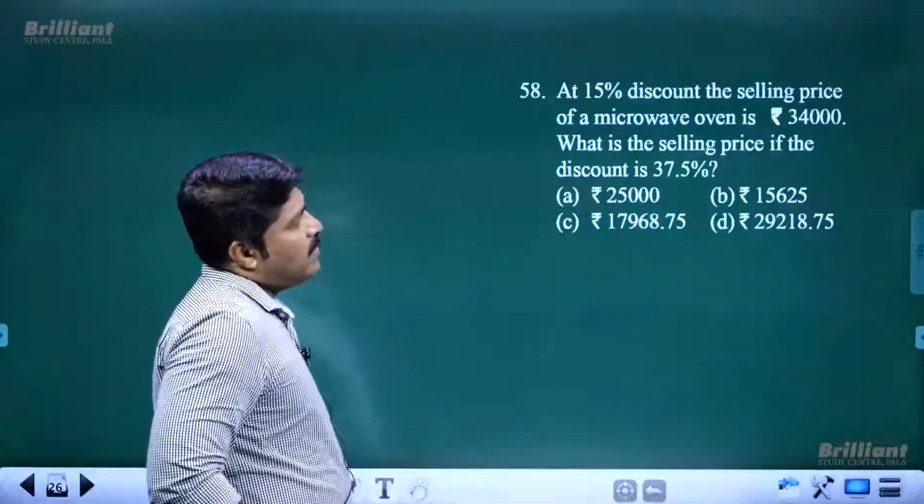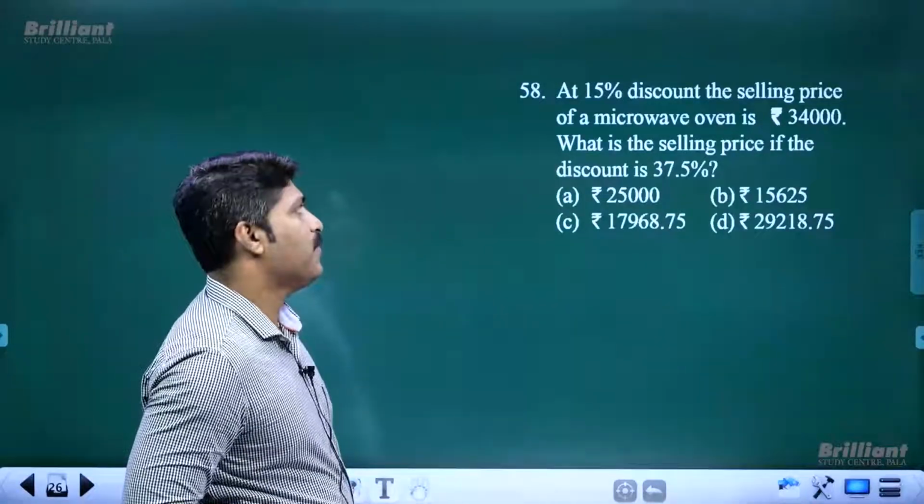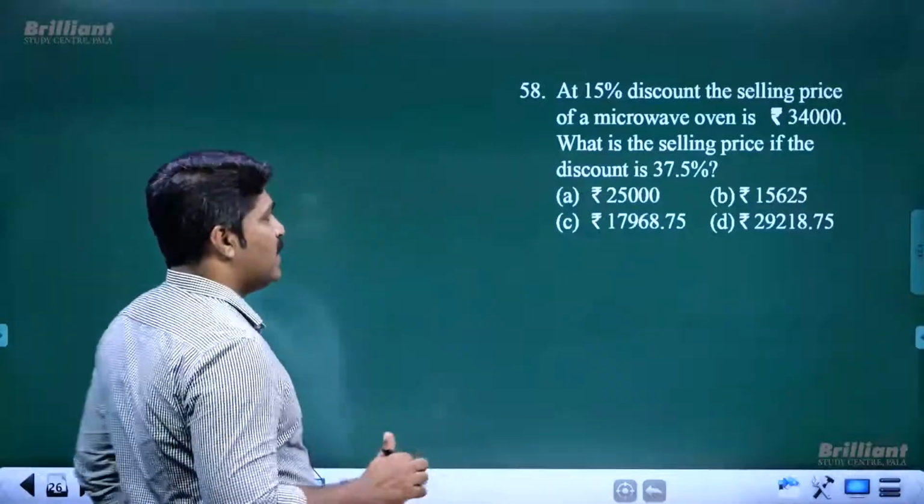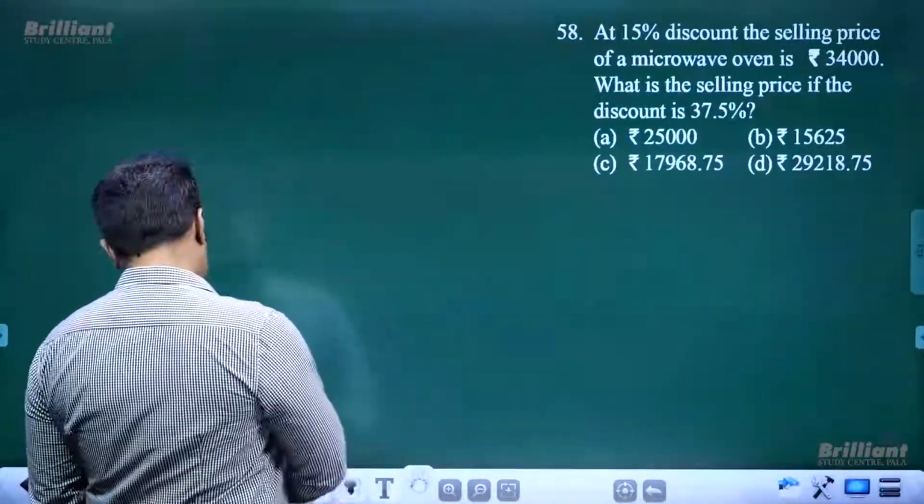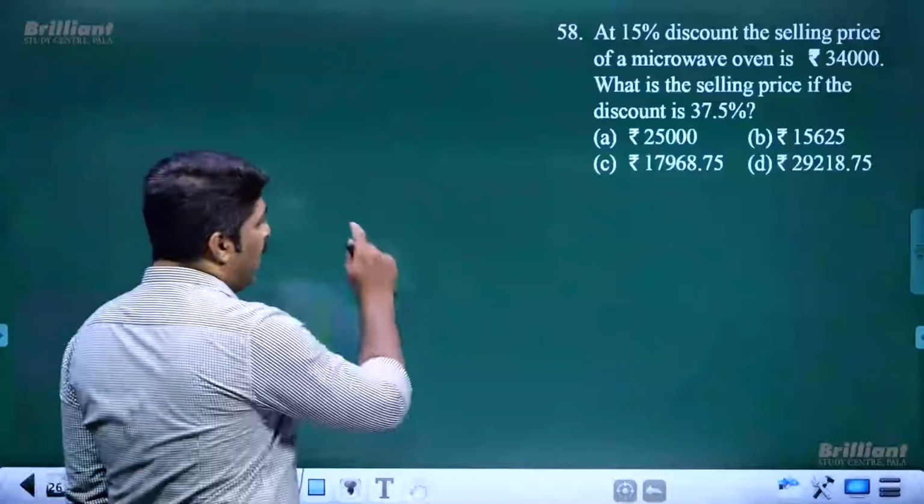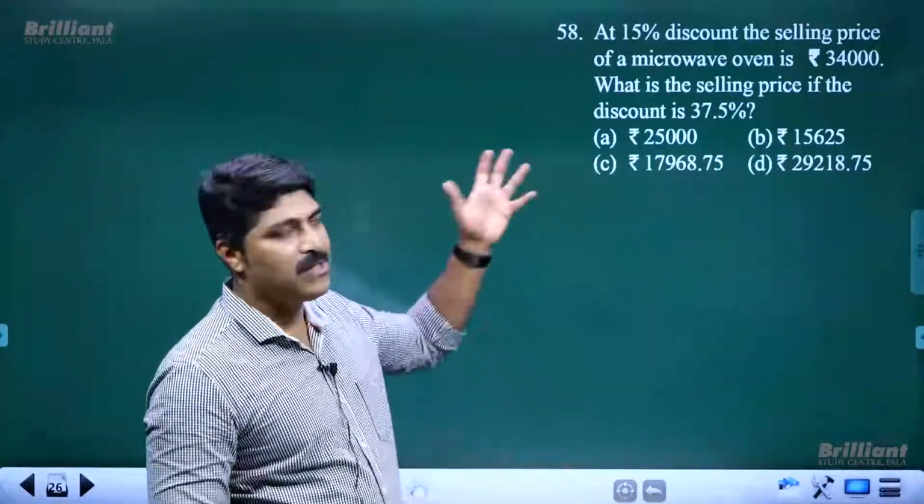At 15% discount, the selling price of a microwave oven is 34,000. What is the selling price if the discount is 37.5%? These are not complicated questions, but you have to keep a smart calculation style to approach this type of question.